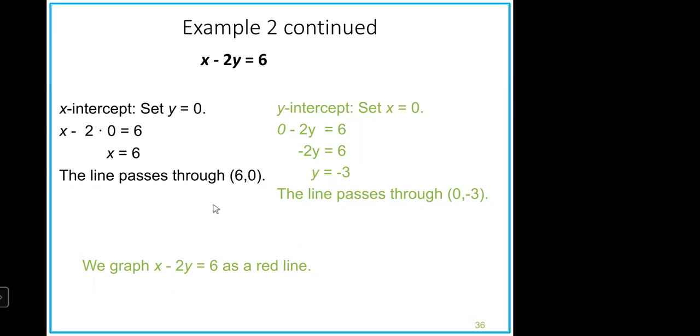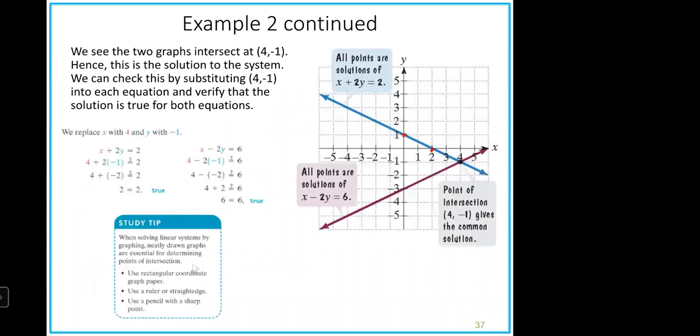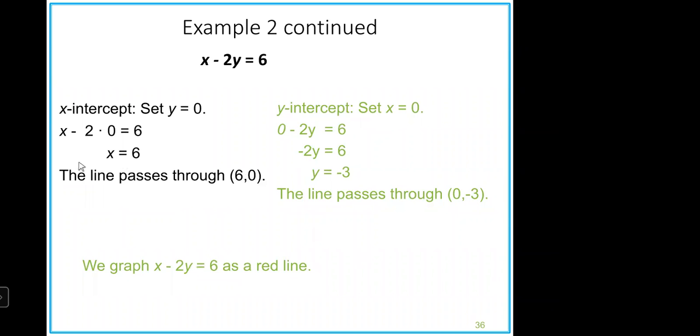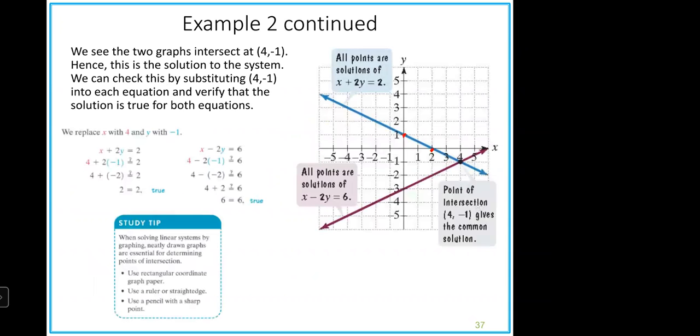So we're going to graph it, and they say to use the red line for that one. The points we said were 6, 0 and 0, -3. So it's going to be 6 on the x, which is right here, and -3 on the y, which is right there. So those are the 2 points you plotted, and they draw that as a red line. And so this would be the graph of x minus 2y equals 6.